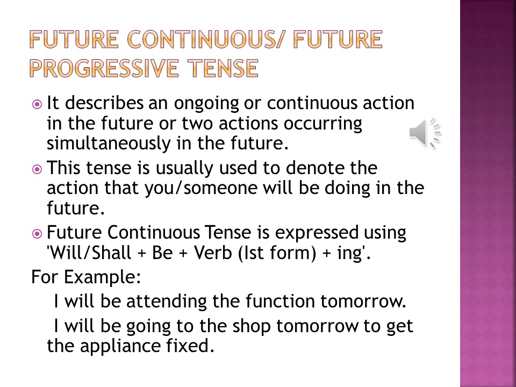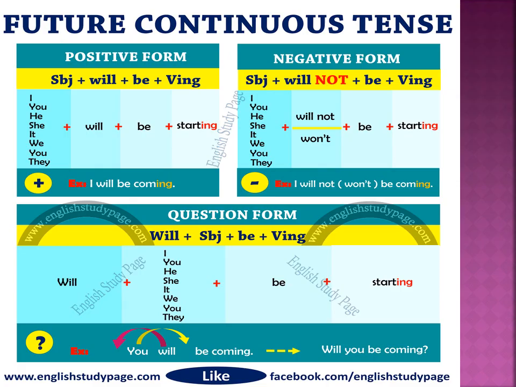Future continuous tense is expressed using will, shall plus be plus first form of the verb plus ing. For example, I will be attending the function tomorrow. I will be going to the shop tomorrow to get the appliance fixed. This slide will help you in understanding the structure of the future continuous tense.